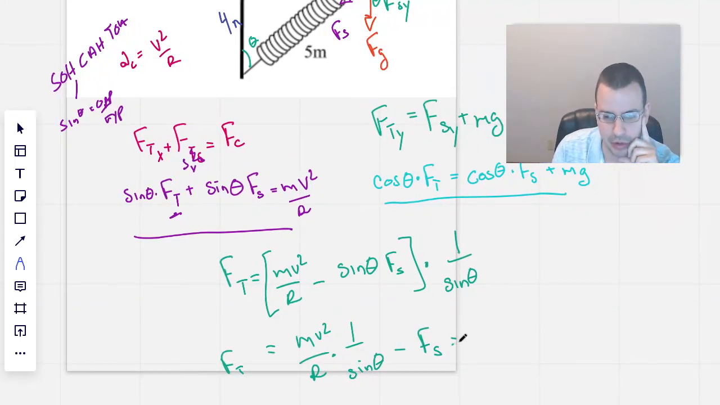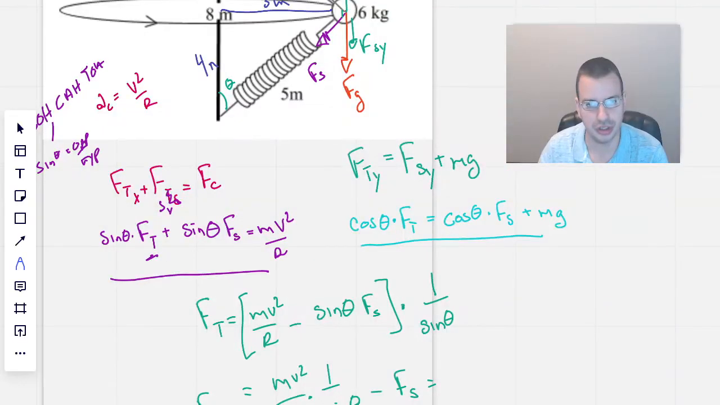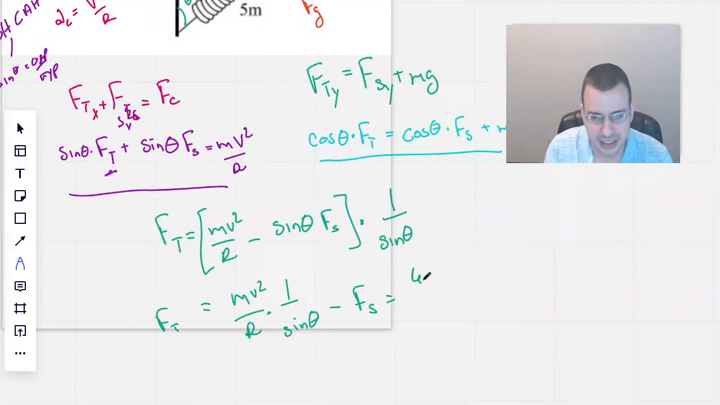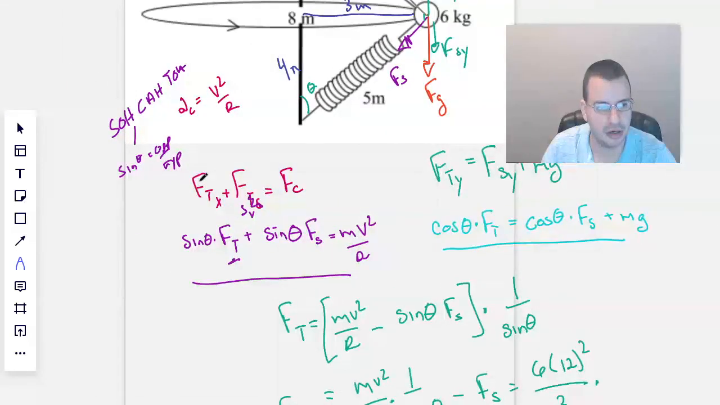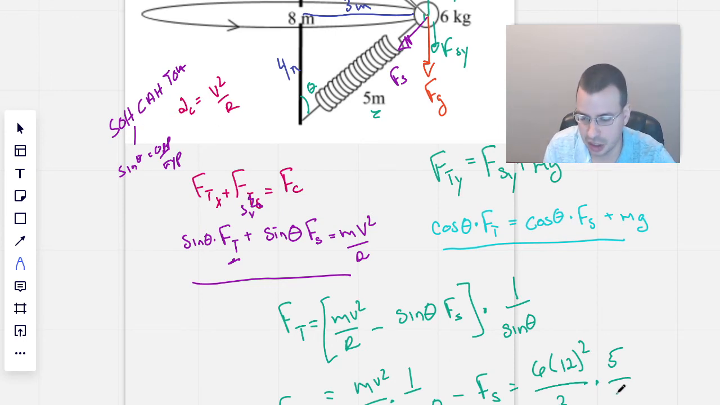Actually, I'm going to simplify this a little bit more. I usually try and leave numbers till the end, but since we have so many numbers and it might be easier, we're just going to do this. So the mass is 6. That's supposed to be a 6, I know, it looks like a 4. 6 times velocity squared, velocity is 12, radius is 3. And then sine of theta, as we talked about earlier, is opposite over hypotenuse. So the 1 over sine of theta will be hypotenuse over opposite. The hypotenuse here is 5, so 5 over opposite, which in this case is 3.